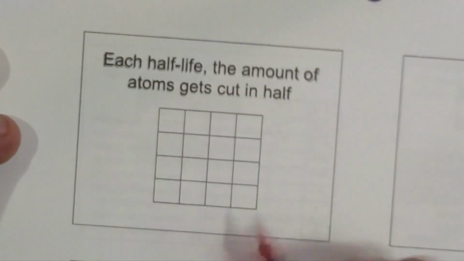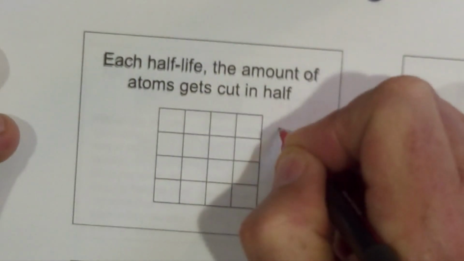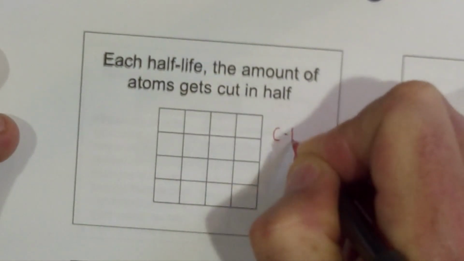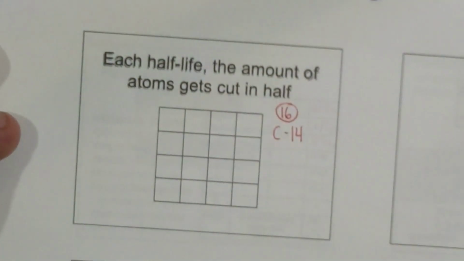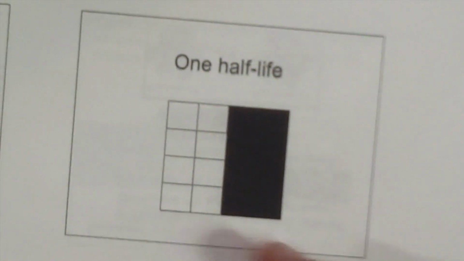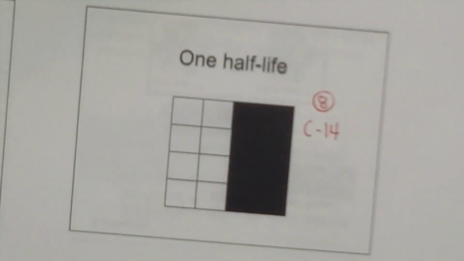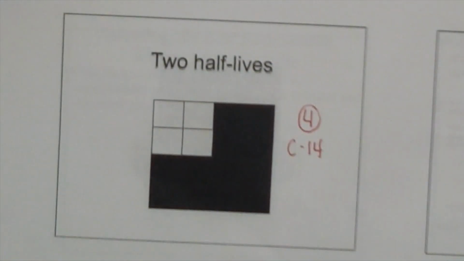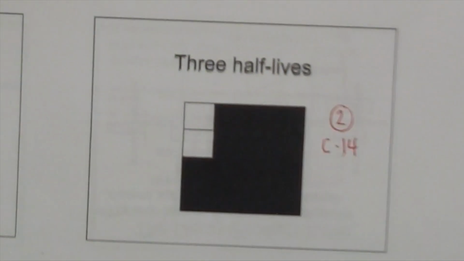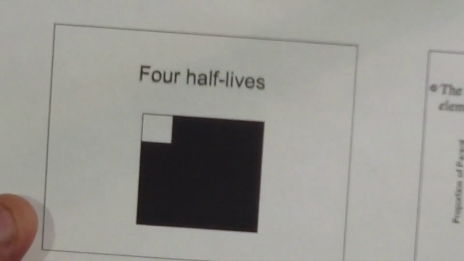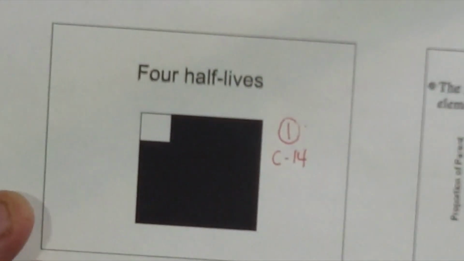Here we have 16 atoms. Let's imagine we have 16 carbon-14 atoms. After 1 half-life, there are now 8 carbon-14 atoms. After 2 half-lives, 4 carbon-14 atoms. After 3 half-lives, 2 carbon-14 atoms. After 4 half-lives, 1 carbon-14 atom.